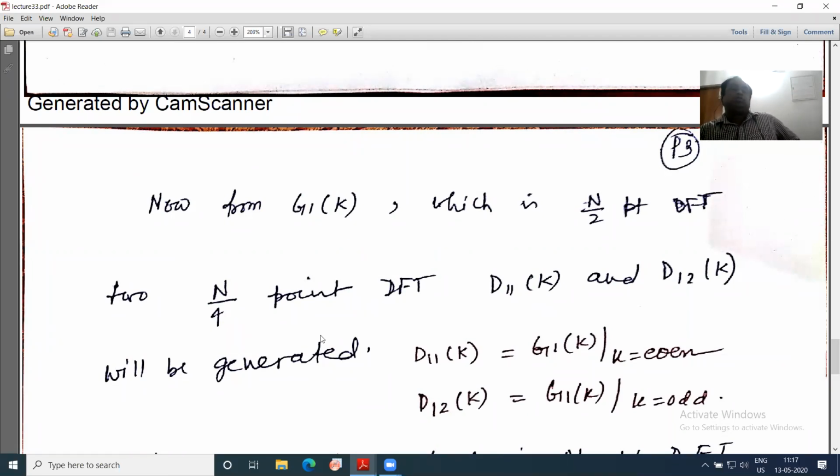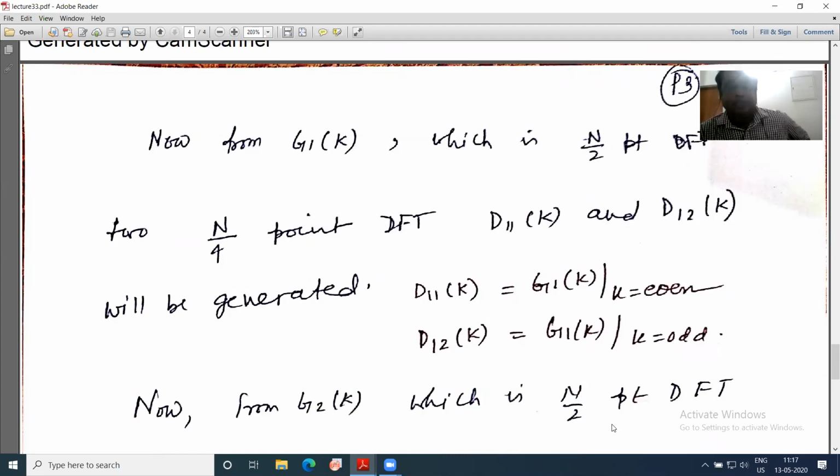Now from g1 of k, which is an N by 2 point DFT, I will generate again two more DFTs, that is g11 of k and g12 of k, which will be g1 of k at even k and g1 of k at odd k. Now these will be g11 of k and g12 of k. They will be N by 4 point DFTs. Agreed? This will be an N by 4 point DFT.